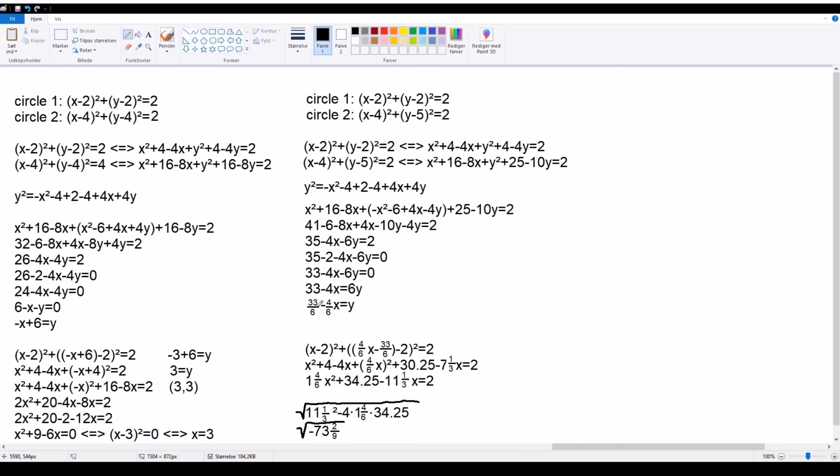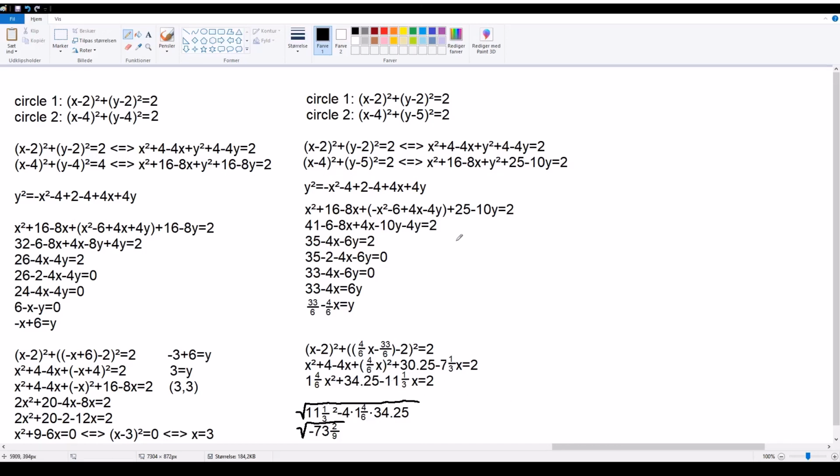Next, we do the same thing as before, where we plug the line equation into one of the circle equations. In this case, we chose circle 1's equation. So we get (x minus 2) squared plus (4/6x minus 33/6 minus 2) squared equals 2. Then we simplify and we end up with this quadratic equation: 1 and 4/6 x squared plus 34.25, or 34 and 1/4, minus 11 and 1/3 x equals 2.